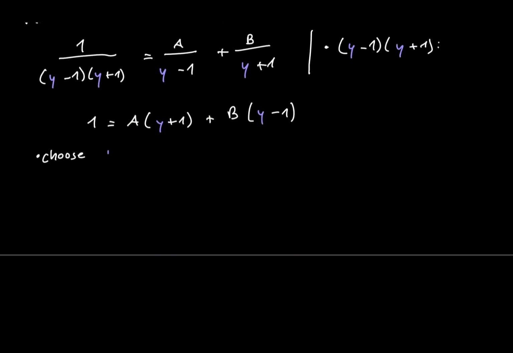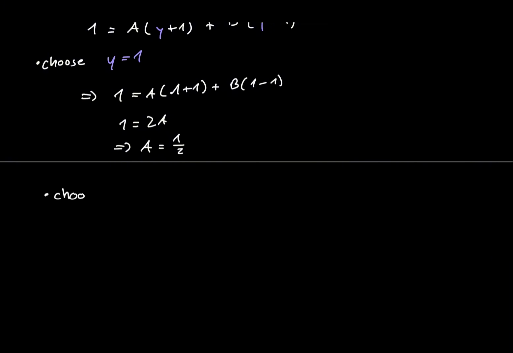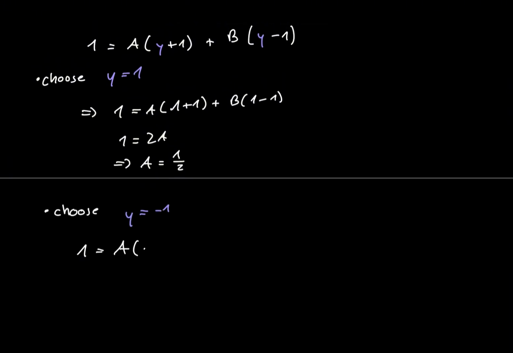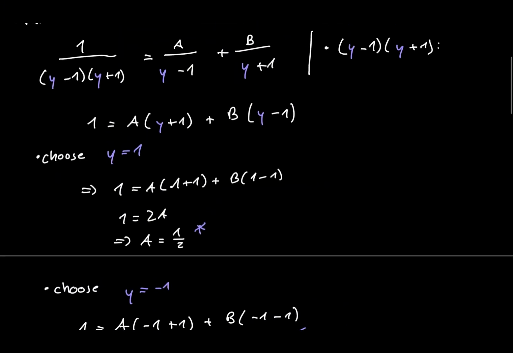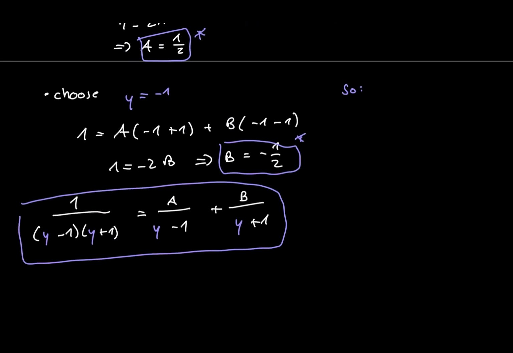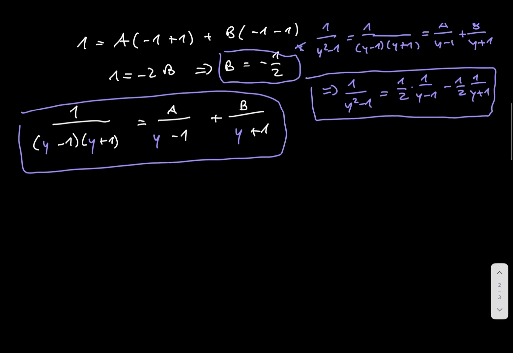Choose y equals 1. Then 1 equals 2a. So a equals 1 half. Choose y equals negative 1. Then 1 equals negative 2b. So b equals negative 1 half. So the fraction becomes 1 half over y minus 1 minus 1 half over y plus 1.